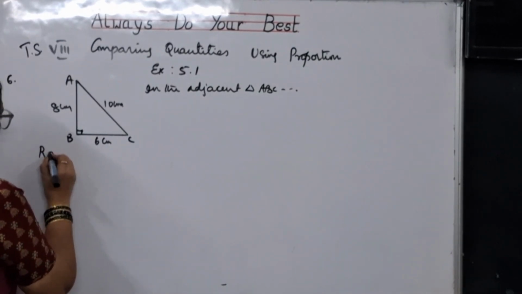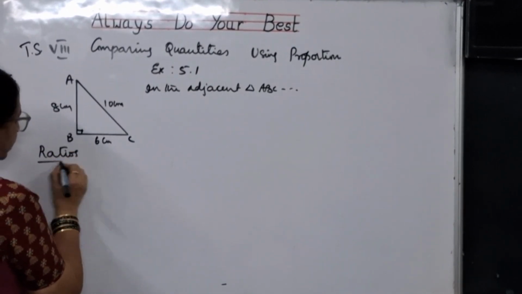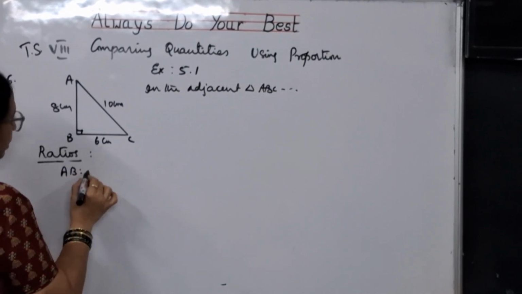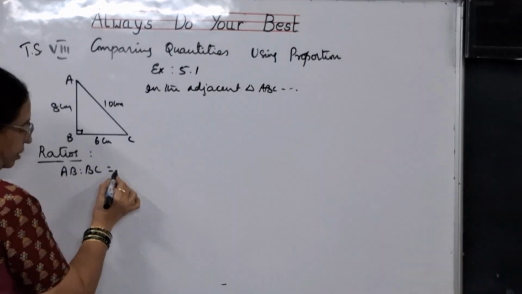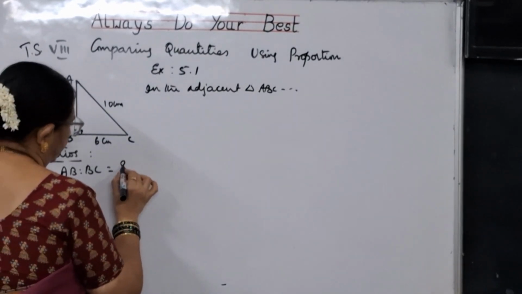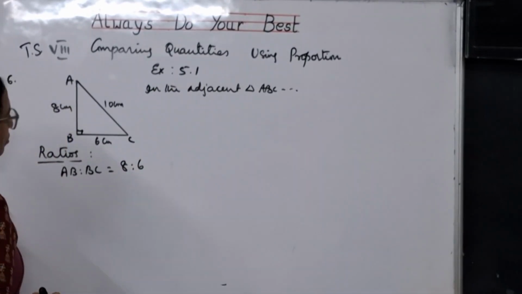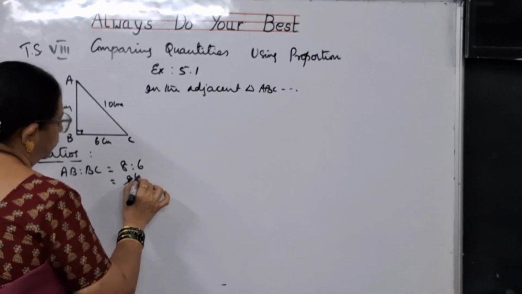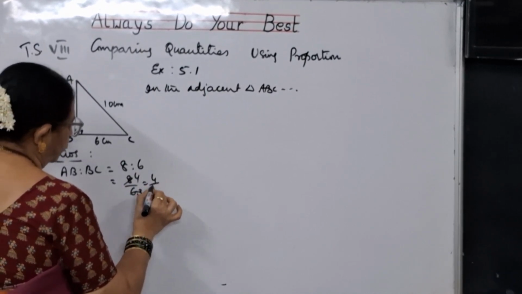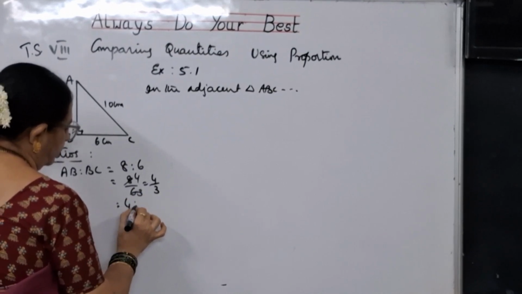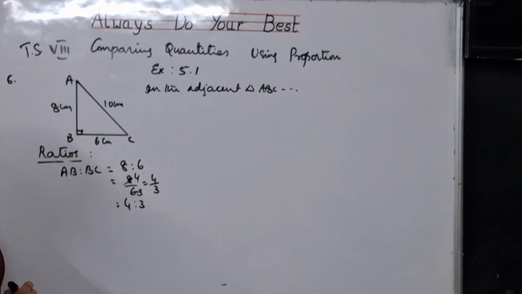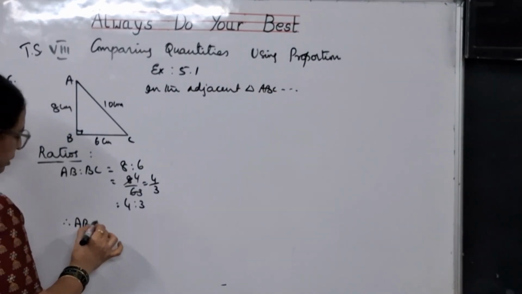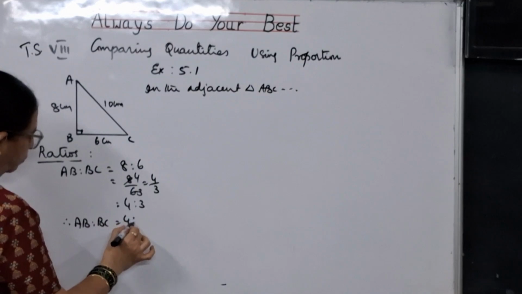So what are the ratios that you will be getting here? First, they have given in the hint AB is to BC, which is 8 is to 6. 8 is to 6 means what, children? It is nothing but 8 by 6. 2 fours are 8, 2 threes are 6, so you are getting 4 by 3. That means AB is to BC is 4 is to 3. So the first ratio is AB is to BC equal to 4 is to 3.